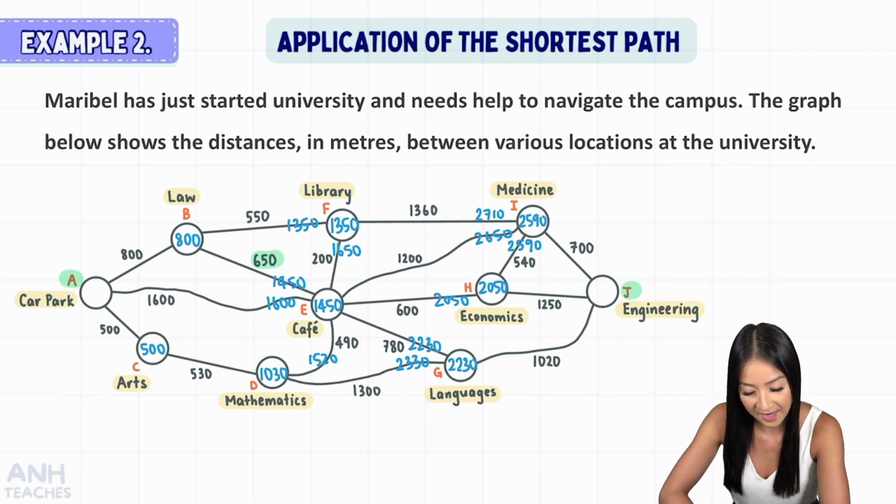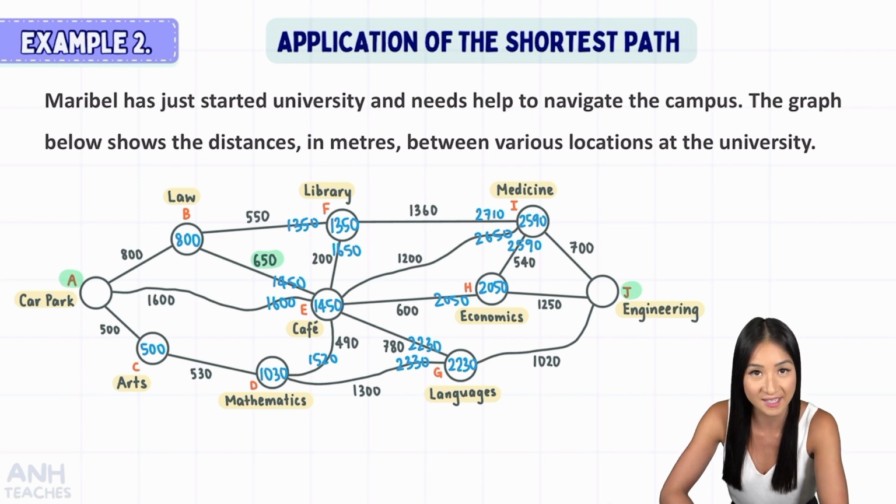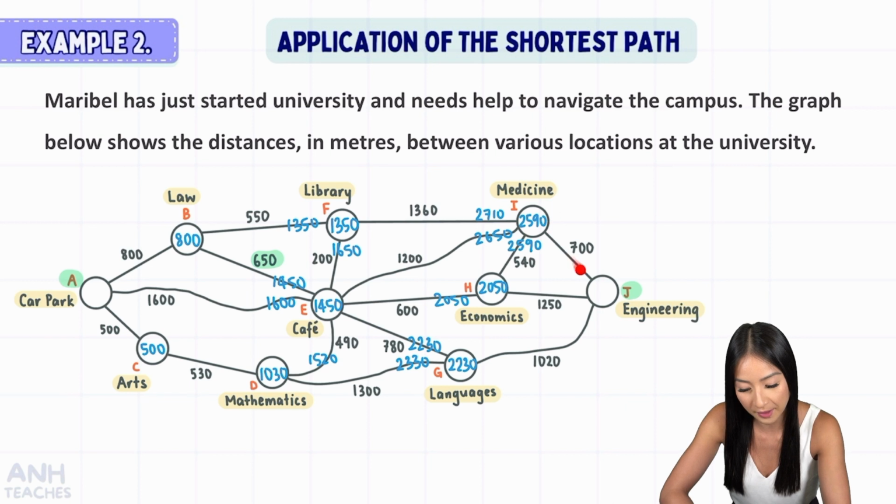Next, for the very last vertex, I've got 1, 2, 3 edges that lead into J. So 2590 plus 700. That's 3290.